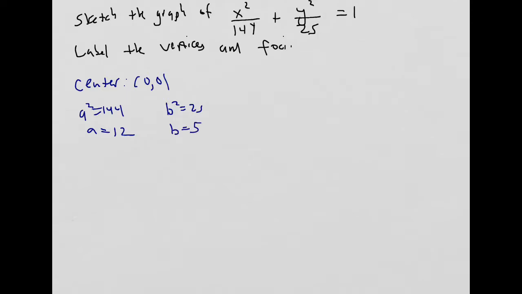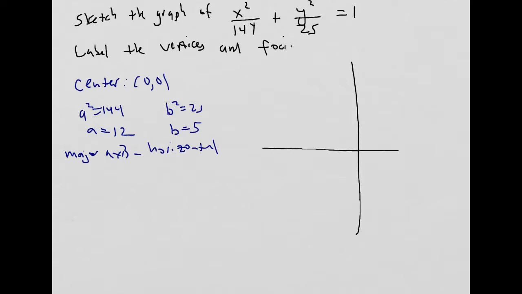Another thing we have to note is, where is the bigger number located? It's beneath the x term. So that means the major axis, or the longer axis, will be horizontal. You can think of it sort of like a football laying regularly. It's not going to be a football that's laying on its pointy end.